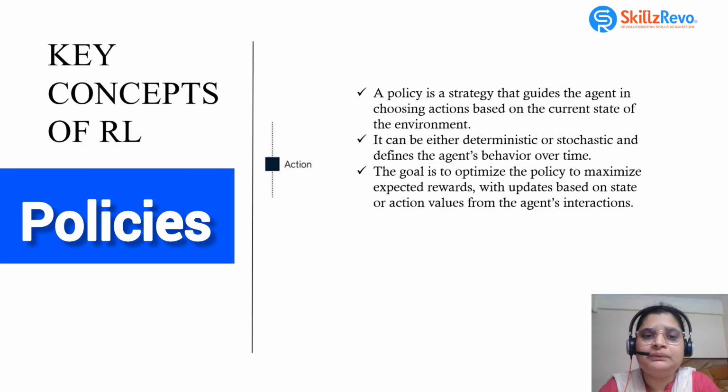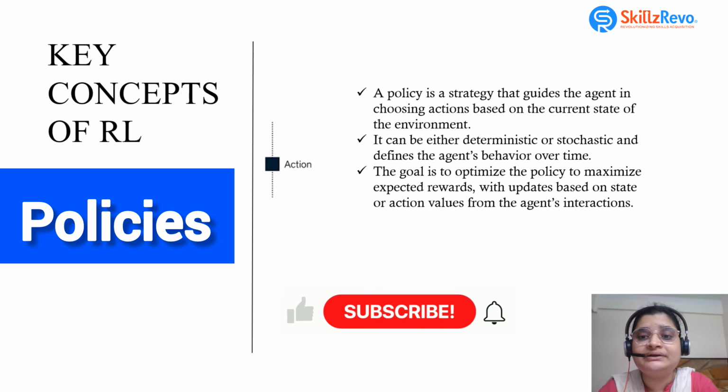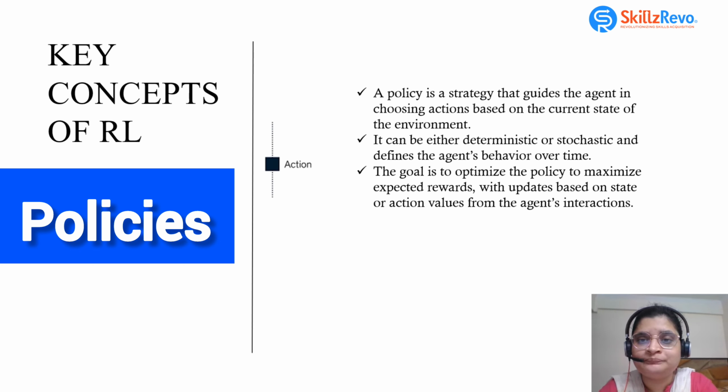Policies. A policy is a strategy that the agent employs to decide which action to take given the current state of the environment. It can be deterministic or stochastic, defining the agent's behavior over time. The goal of reinforcement learning is often to optimize this policy to maximize the expected rewards. Updates to the policy can be guided by state values or action values derived from the agent's interactions with the environment, allowing for continuous improvement over time.